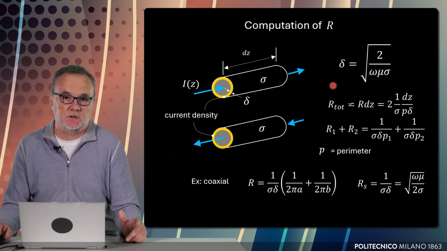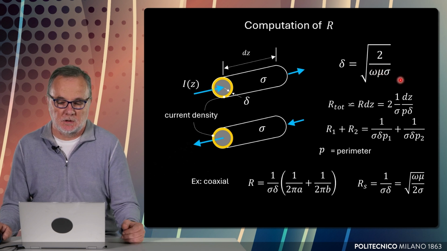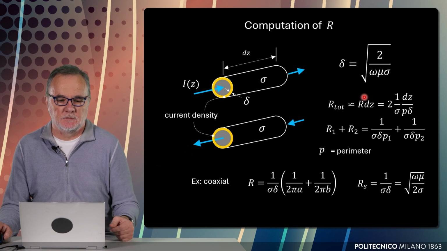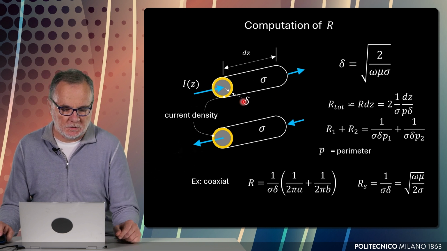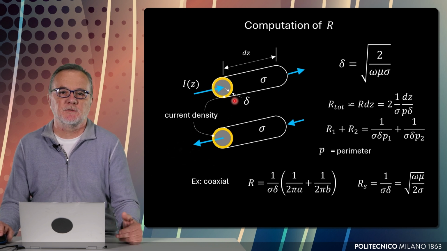The expression for the skin depth is shown here. It depends on frequency, it depends on permeability, and it depends, of course, on conductivity of the metals. So the higher the conductivity of the metal, the thinner, as you see, is delta, the skin depth. Of course, the current distribution doesn't have to be constant here, but we assume that it is constant to simplify the computation.